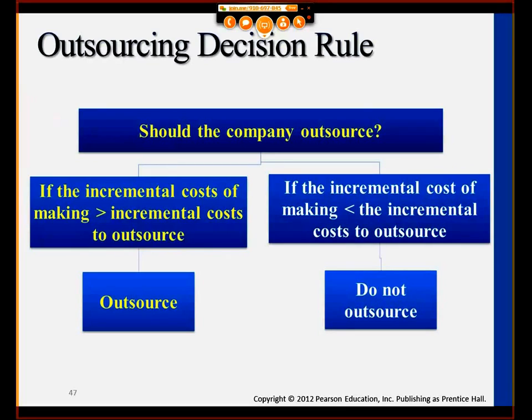Another decision rule, and this one is for outsourcing. Let's look at this diagram. Should we outsource or not? In making a decision, we have to see the incremental cost of making versus the incremental cost of outsourcing. If the incremental cost of making is greater than the incremental cost of outsourcing, then we will outsource. If the incremental cost of making is less than the incremental cost of outsourcing, then we won't.